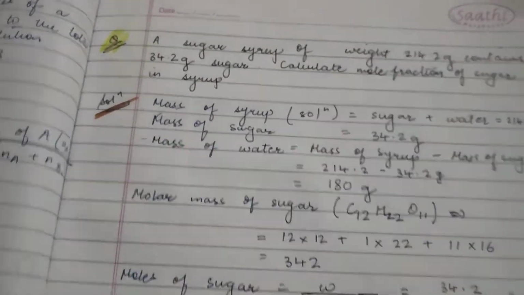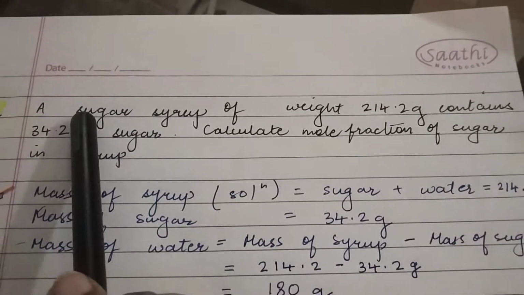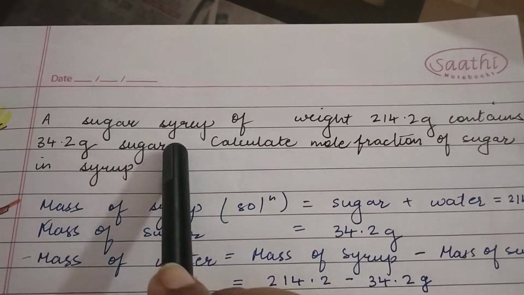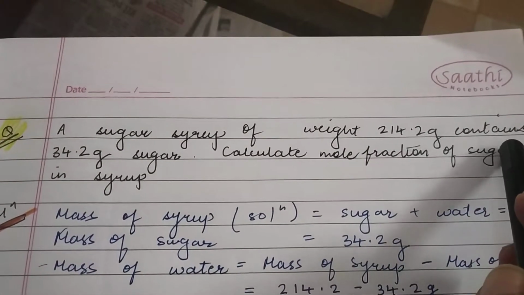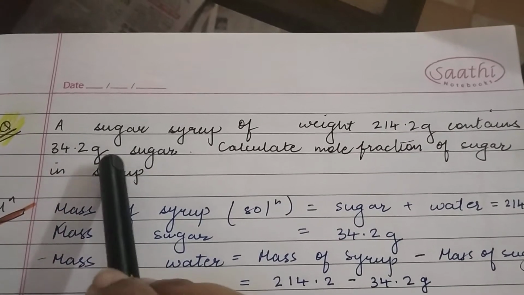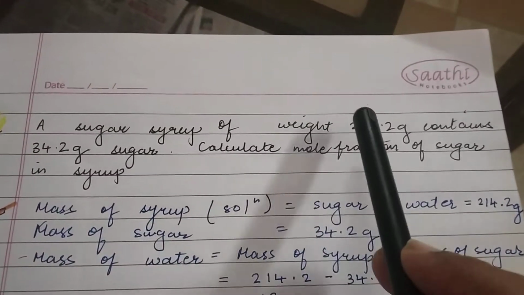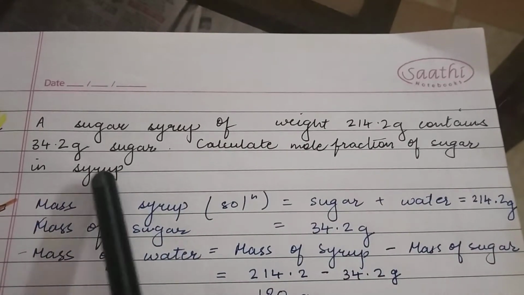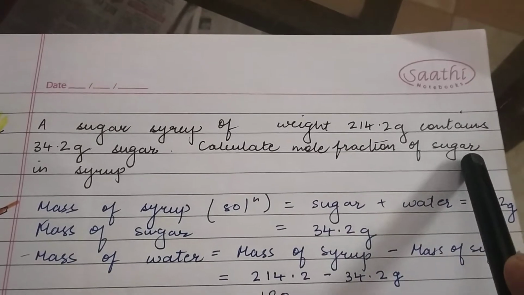Now students, to make the concept more clear, I will take up this question. Please read the question carefully. A sugar syrup of weight 214.2 gram contains 34.2 gram sugar. Calculate the mole fraction of sugar in the syrup.